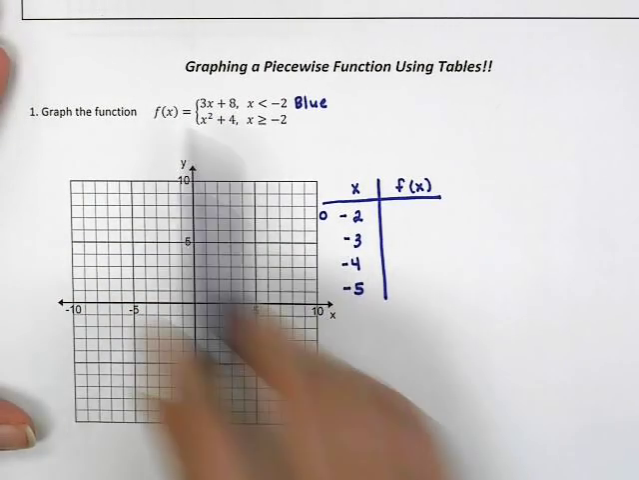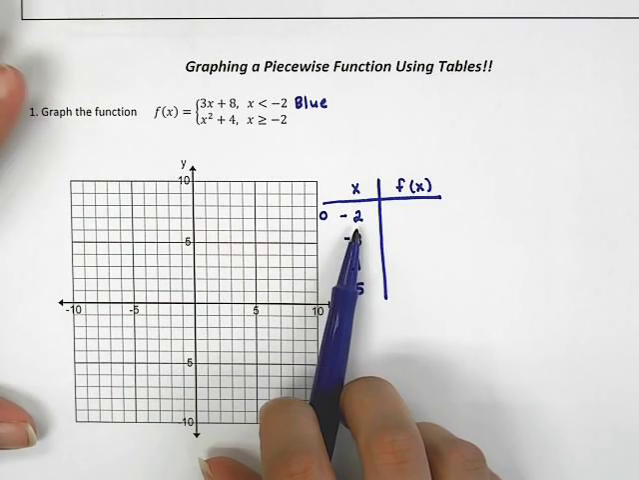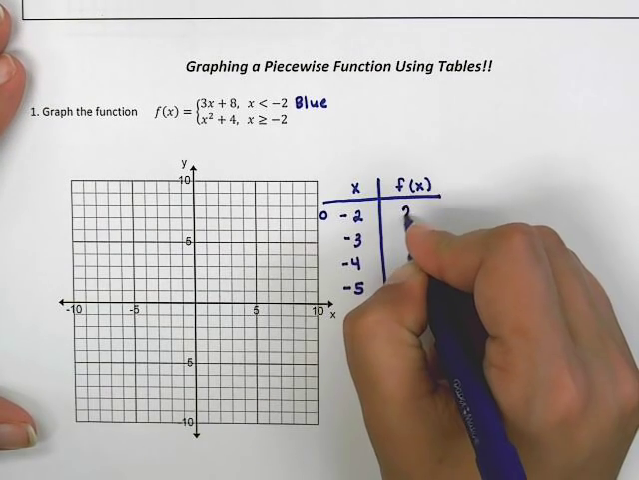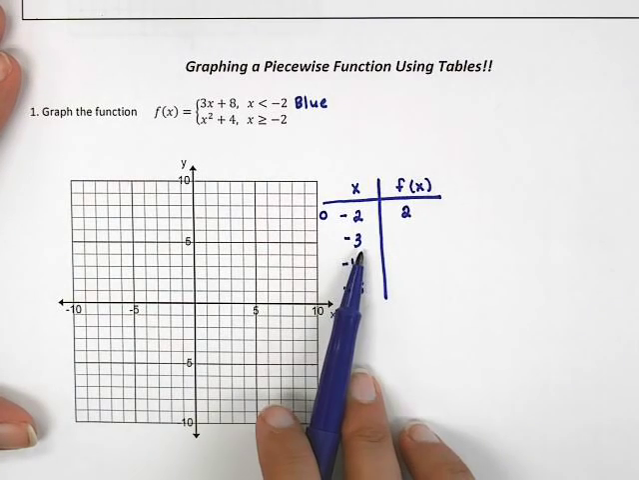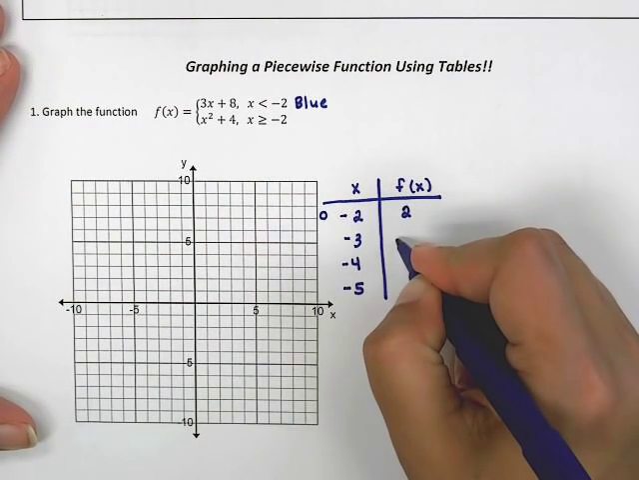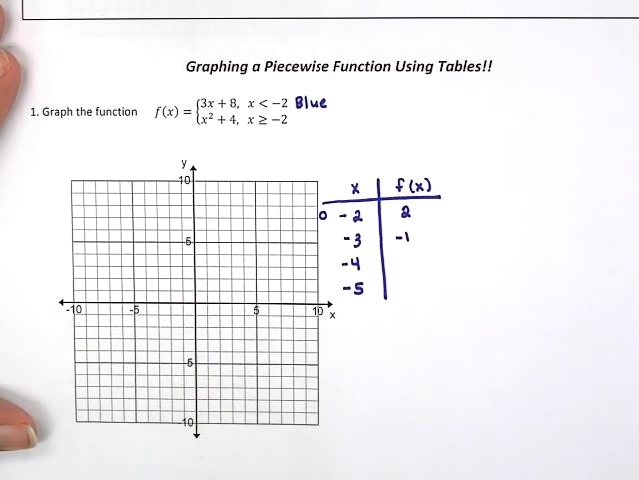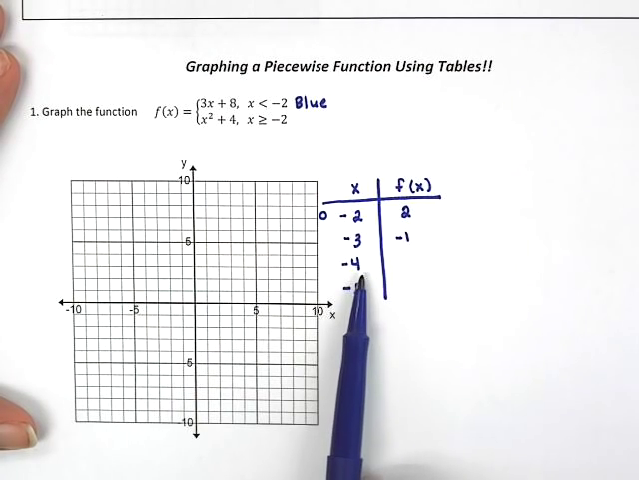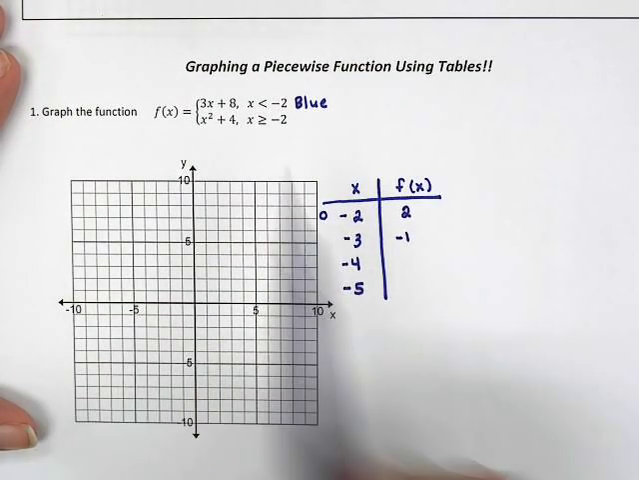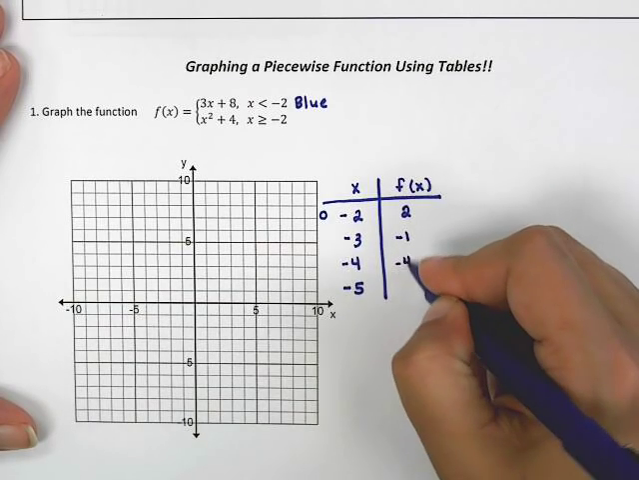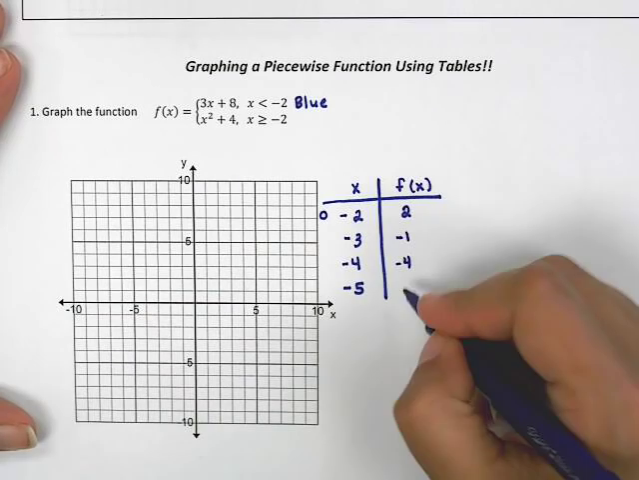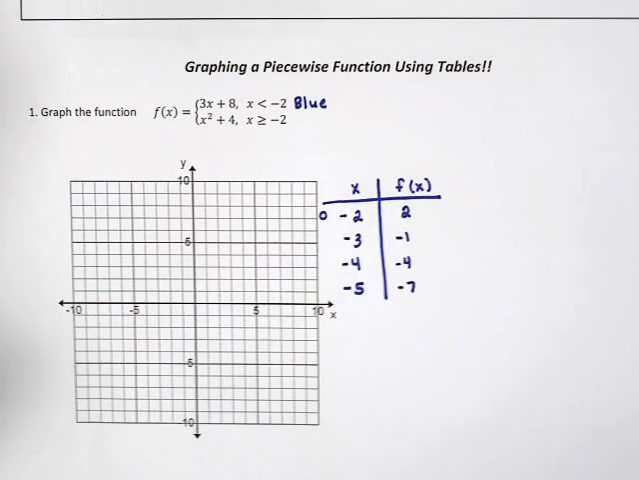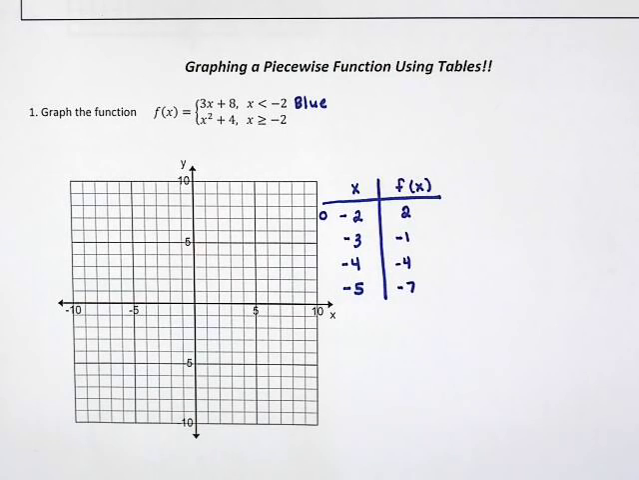Now if I take those values and I plug them into the top function, I'm going to have 3 times -2, which is -6, plus 8, which is +2. 3 times -3, which is -9, plus 8, which is -1. 3 times -4, which is -12, plus 8, which is -4, and 3 times -5, which is -15, plus 8, which is -7.